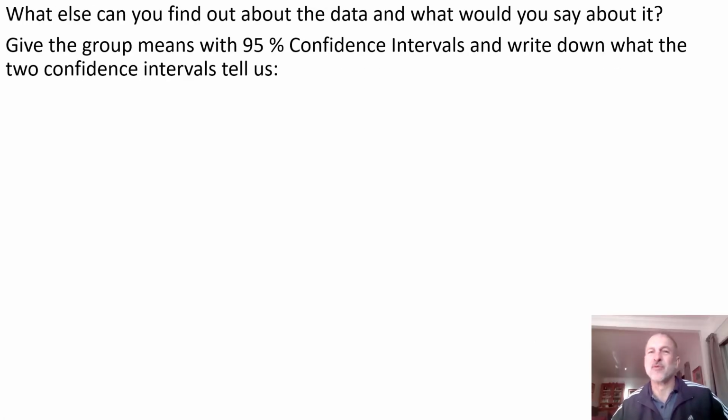Now I have a question for you, and this is simply, what else can you find out about the data, and what would you say about it? I want you to give the group means with 95% confidence intervals and write down what the two confidence intervals will tell you. Please do it, pause, do it, and then after you've done it, you can resume the recording and see if you are correct.